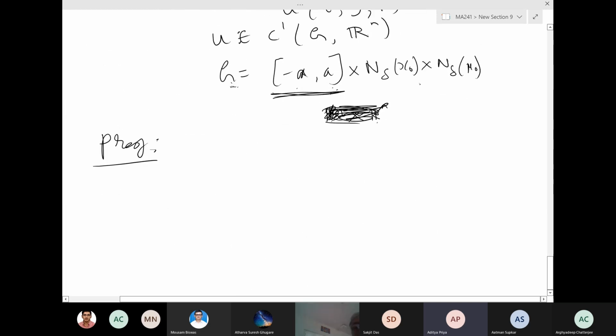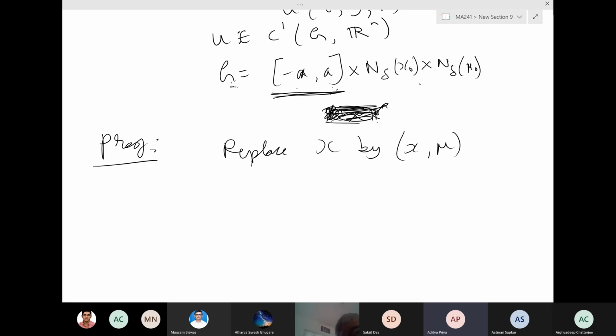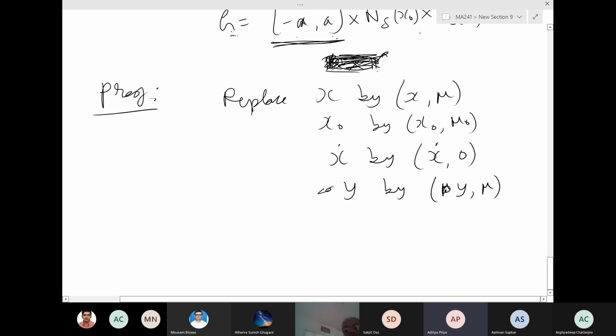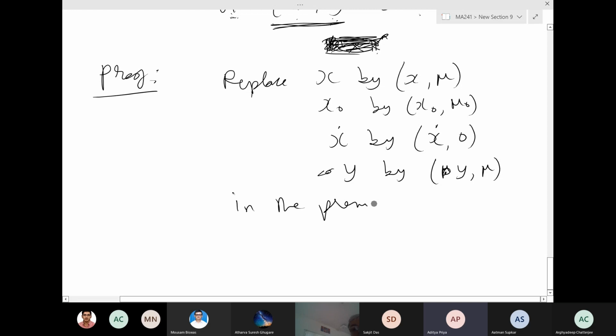So what you do is define, replace x by (x, mu). Of course, that immediately implies replacing x naught by (x naught, mu naught), x dot by x dot 0, and y by (y, mu) in the previous theorem.